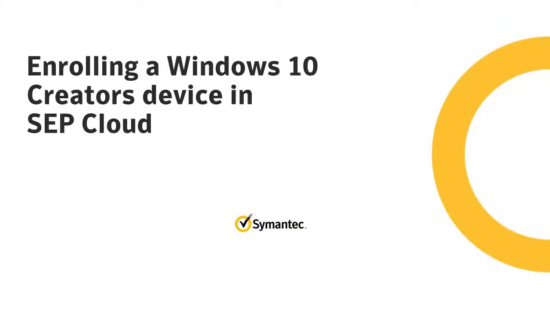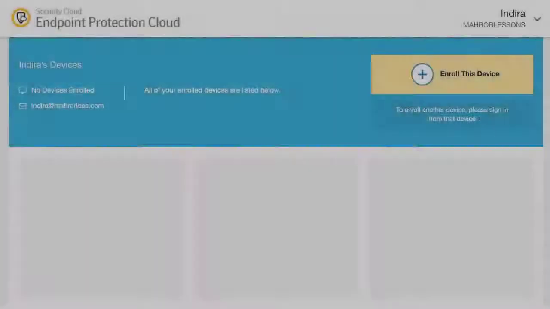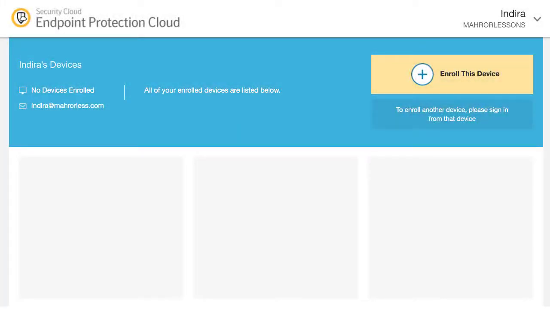In this video, you'll learn how to enroll a Windows 10 Creators device in Symantec Endpoint Protection Cloud. This video applies to both the Home and Enterprise editions of the Creators update. On the device that you want to enroll, open a supported browser and sign into the portal.